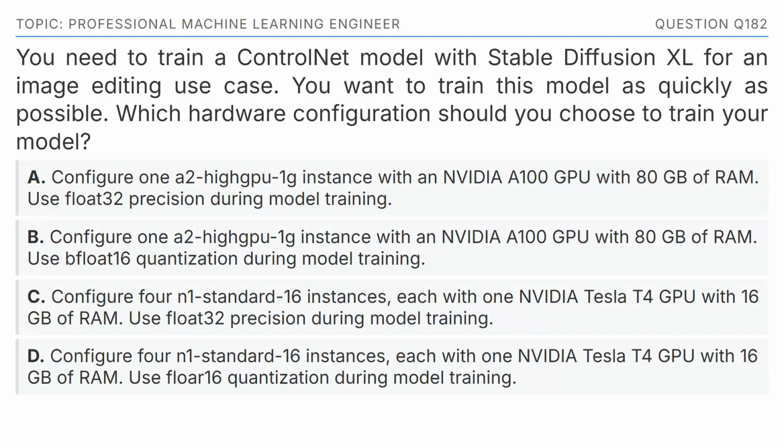You need to train a ControlNet model with Stable Diffusion XL for an image editing use case. You want to train this model as quickly as possible. Which hardware configuration should you choose to train your model?